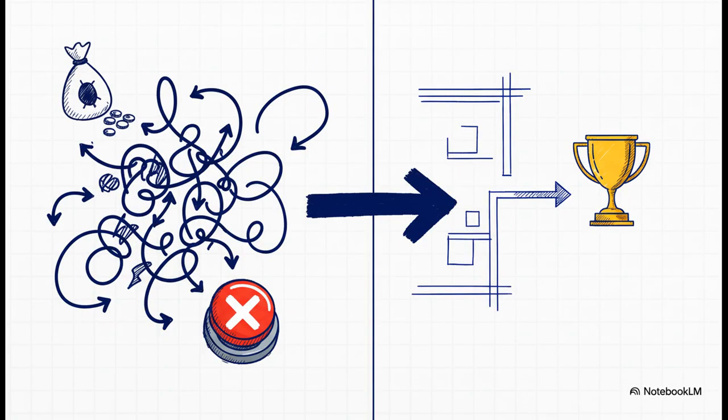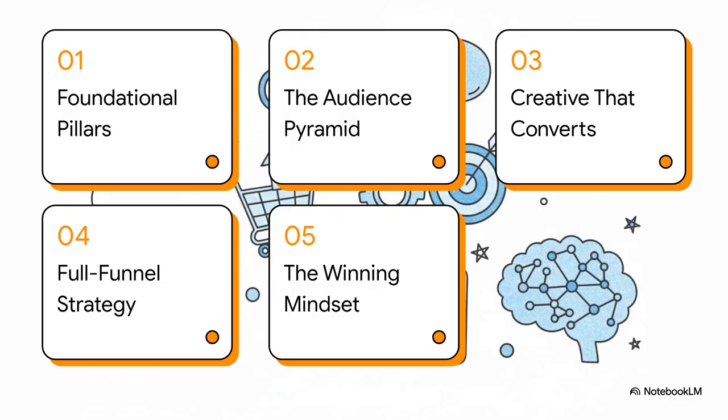And here is the good news. The solution isn't some secret hack or a hidden button you've got to find. No, it's a clear, repeatable strategy, a blueprint. And that is exactly what we are going to walk through step by step right now. So here's our game plan. We're going to start with the 3 foundational pillars that every single campaign needs to have. Then we'll dive into how to structure your audience, how to create ads that actually get clicks, and then we'll put it all together in a full funnel strategy. And we'll wrap up with the most important part, the winning mindset you need for long-term success.